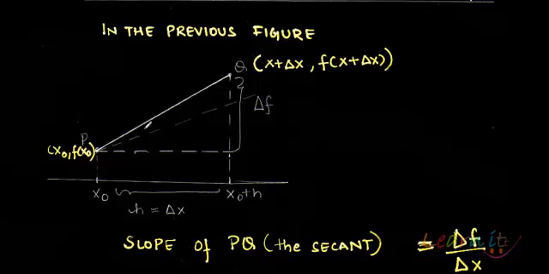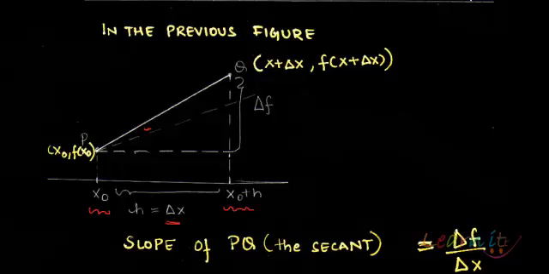So, x naught is where P is. And x naught plus h is where Q is. So h is essentially the change in x, okay? And what will be the change in f? In case you have a change in x, there will be some change in f also, because f is nothing but a function of x, okay?